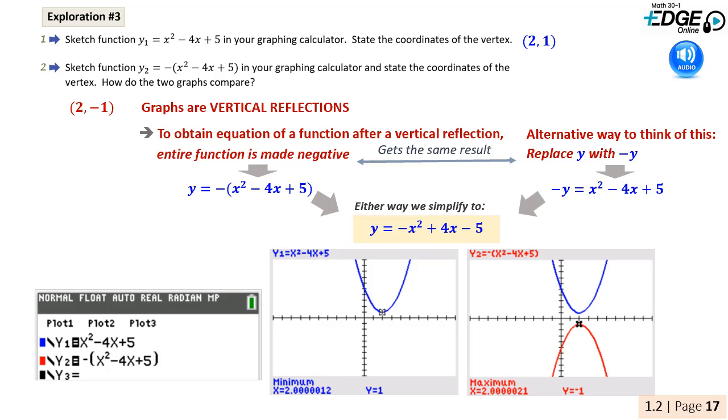This gives us y equals -x squared plus 4x minus 5, which is equivalent to the graph that we had done in red on the right.